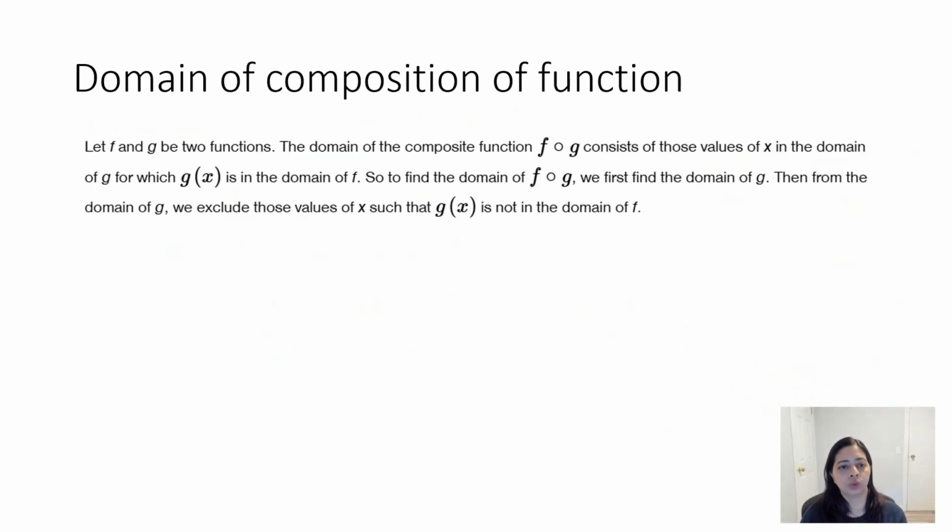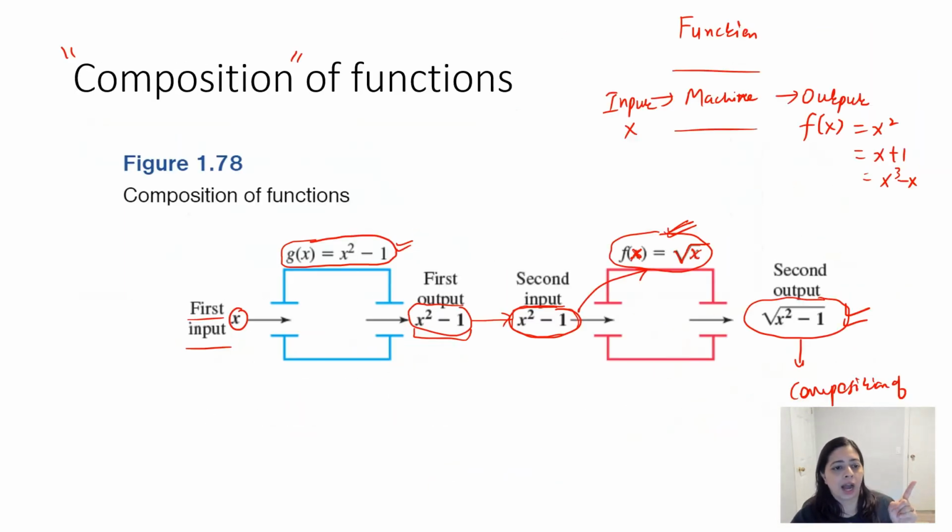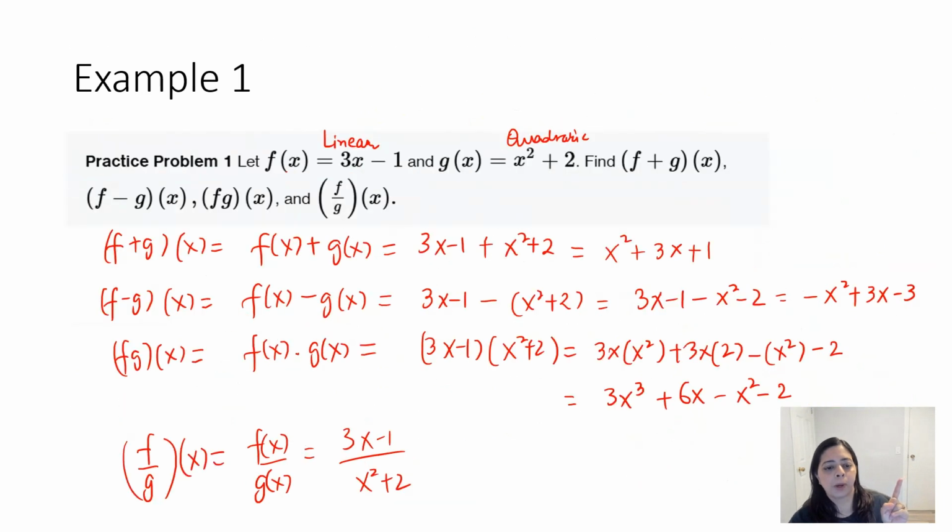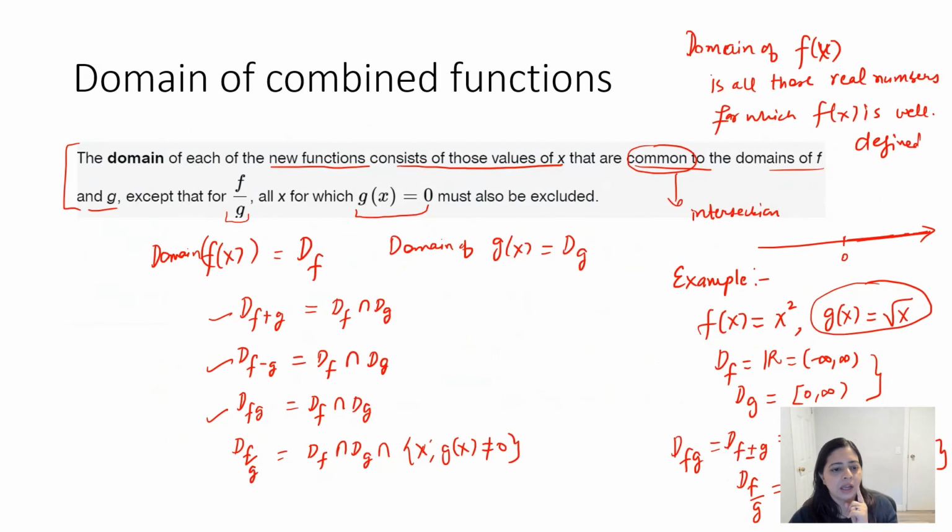So now let's go ahead and talk about domain of composition of function. Because we talked about domain of sum, product, difference and quotient, we learned that domain of those 4 kinds of combination of functions was simply the intersection of the domains of individual functions, and for quotient you had to have an additional restriction that the denominator cannot be 0.